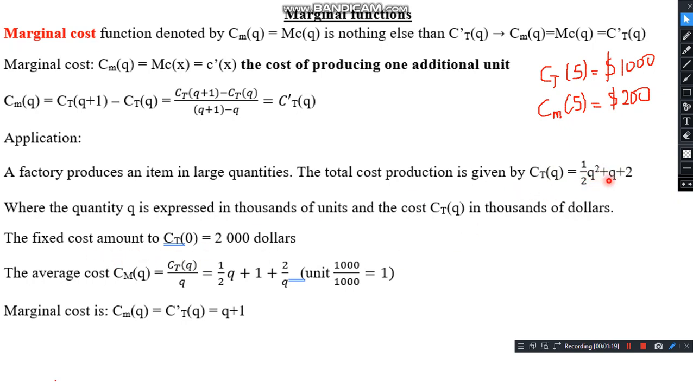So if this is C of Q as given here, the first question, find the fixed cost. You take Q to be 0, so it will be 2, but since C is in 1,000, as you can see, it will be $2,000. If they want the average cost, you divide this by Q, it will be half Q plus 1 plus 2 over Q. And if they want the marginal cost, we do the derivative, so it will be Q plus 1.